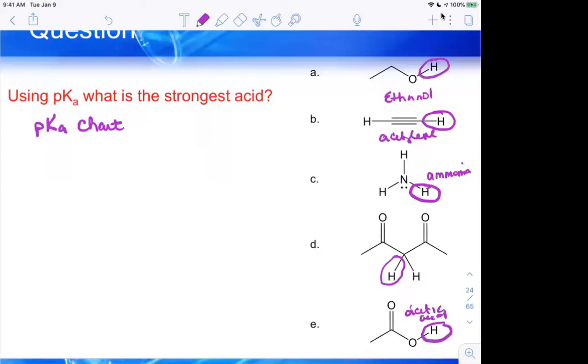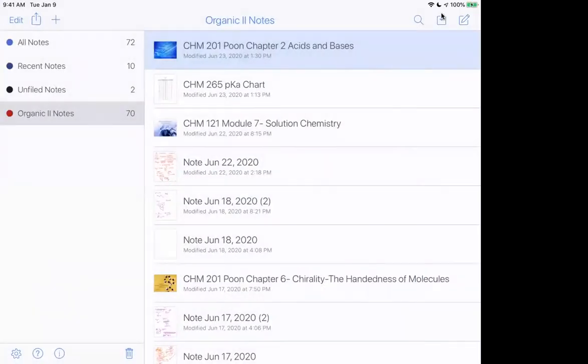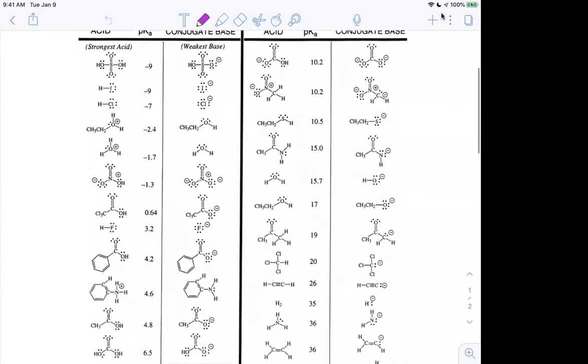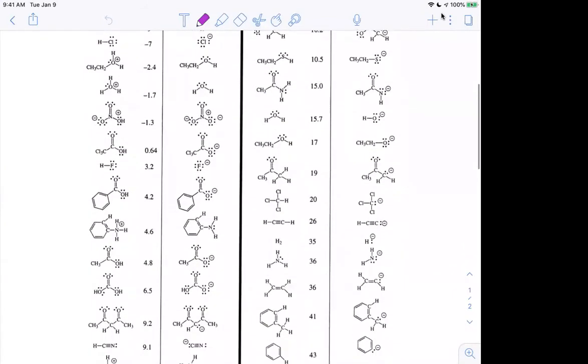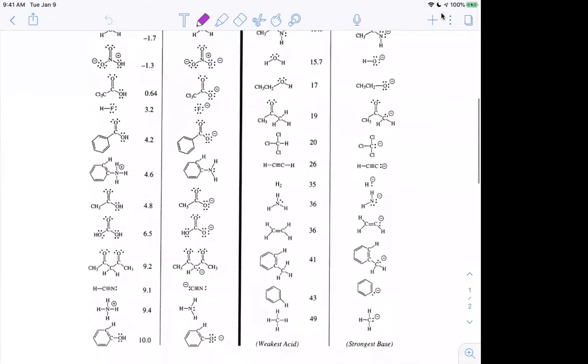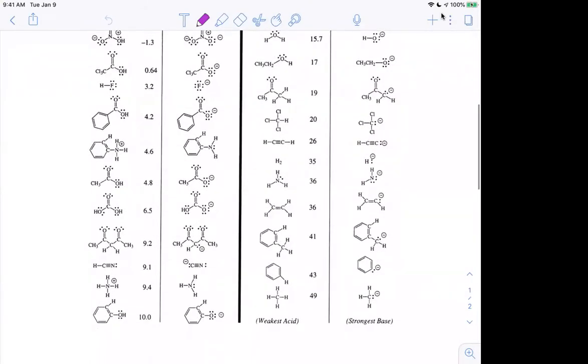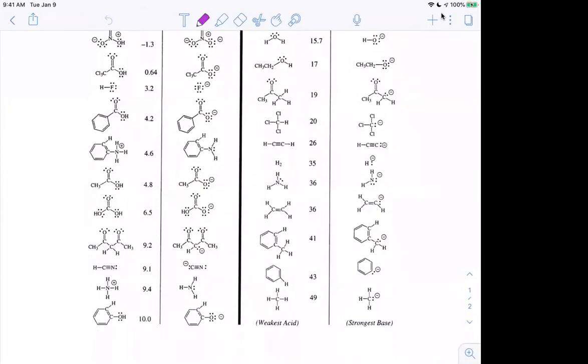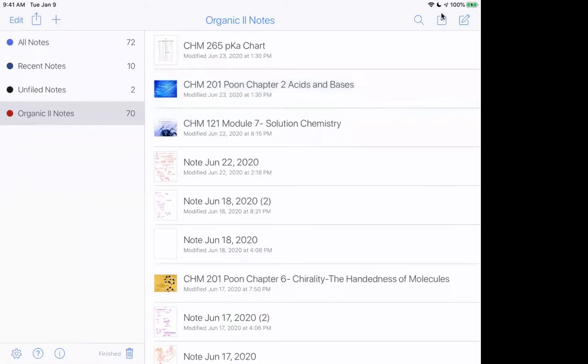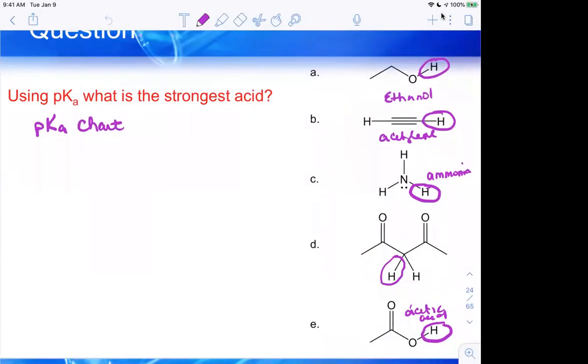And if I look at my pKa chart, this is the one that I actually gave you. I'm going to look for numbers that correspond to what I had before. So notice here's acetylene, which has a pKa of 26. So when I go back to this chart, this is going to have a pKa of 26. So if I put my pKa values here.